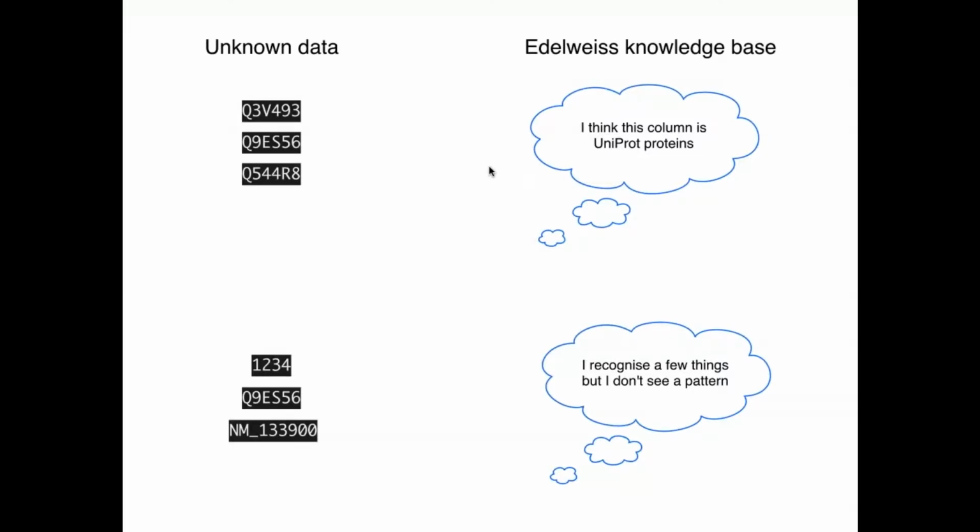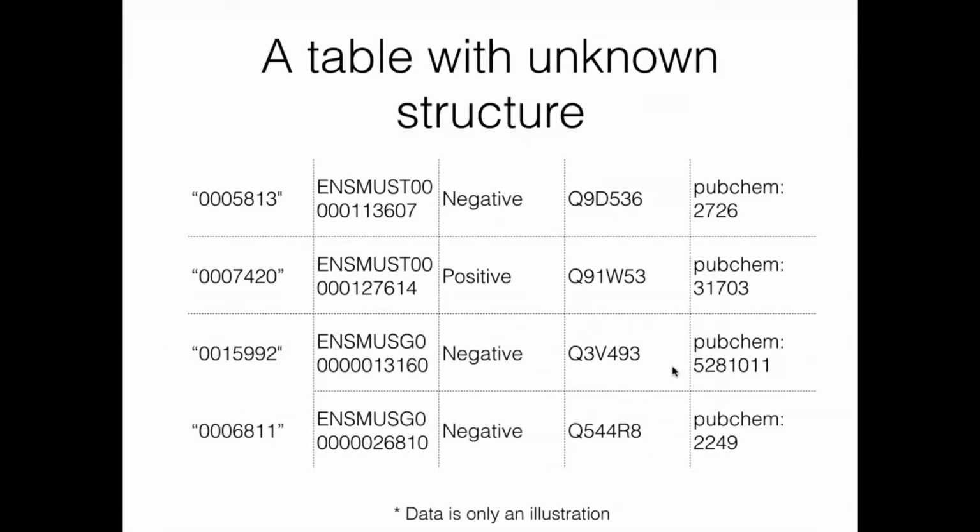So Edelweiss, to help with this, has a knowledge base which thinks about what it sees. So if I see a column that contains only these 3 values here, Q3V493, Q9ES56, Q544R8, then Edelweiss will think, oh, I think this column has UniProt proteins. So it has made a conclusion based on what it sees in there. If it sees this column here at the bottom, 1234, Q9ES56, NM12390, then it is going to think, oh, I recognize a few things here, but I don't see a pattern. So there is a degree of confidence involved, and maybe in practice you want to allow a few mismatches per column, but not too many. But the idea is to see a common pattern for all the values in every column.